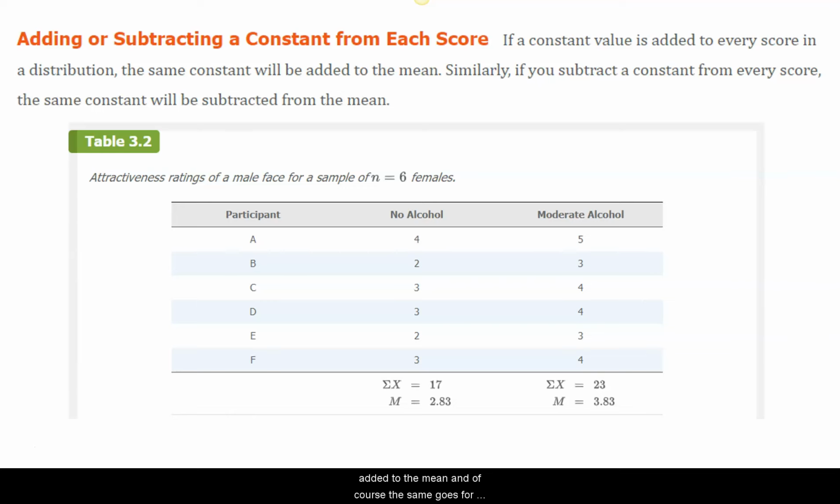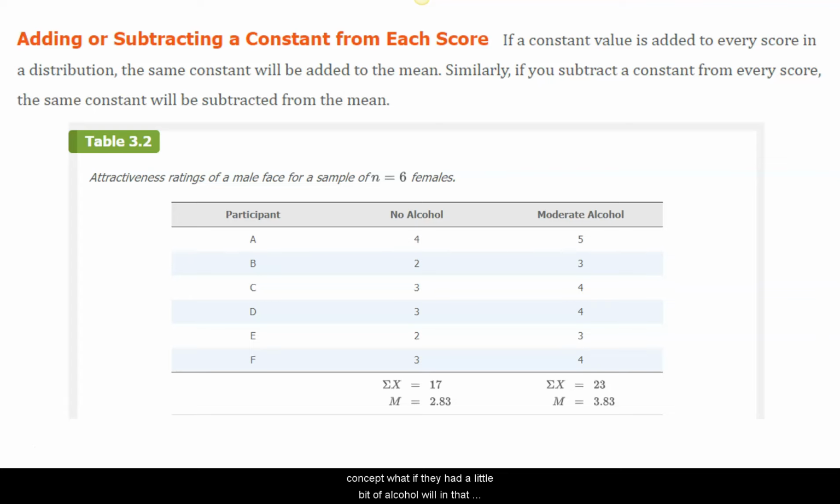Let's look at these attractiveness ratings for a male face for a sample of 6 females. So if the 6 females have no alcohol, they rate each face as 4, 2, 3, 3, 2, 3. And of course, that's a mean of 2.83. You add all those numbers up and get 17 and divide by 6 to get 2.83. A fairly direct concept. What if they had a little bit of alcohol?